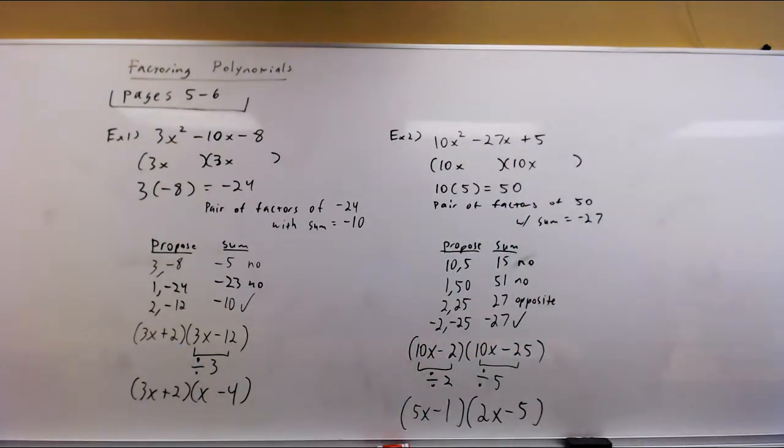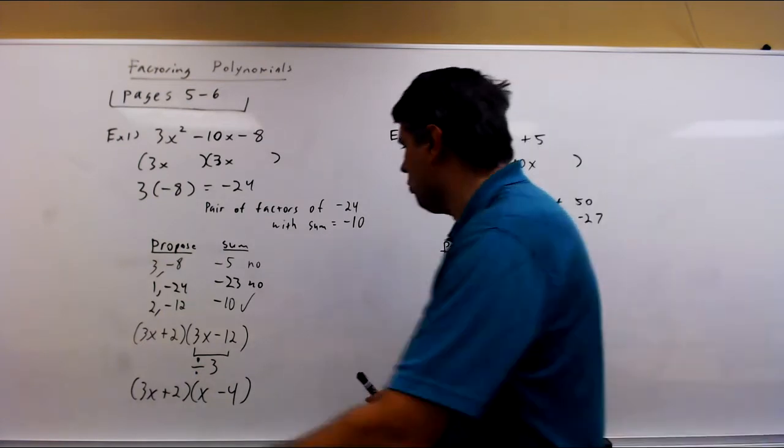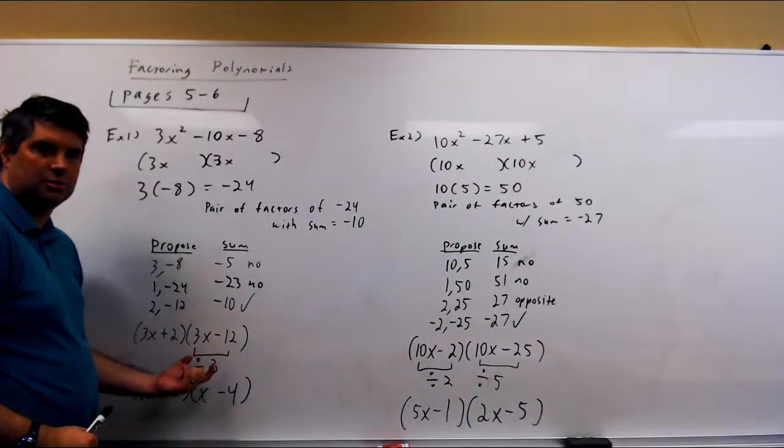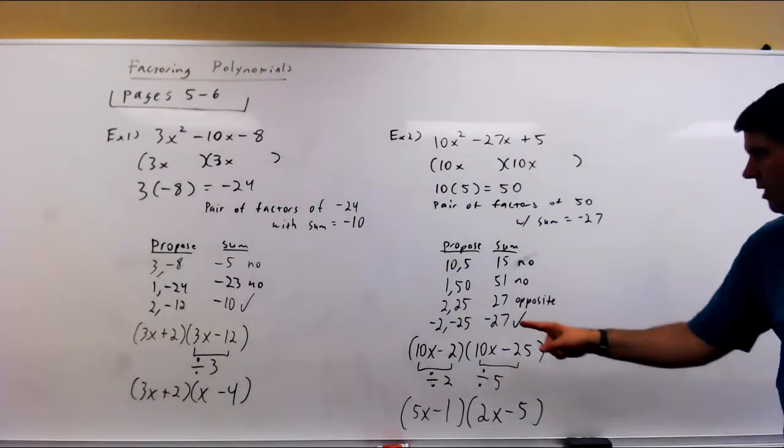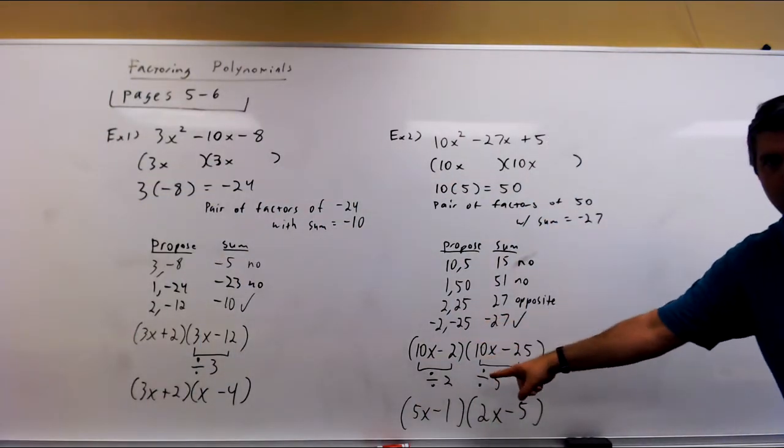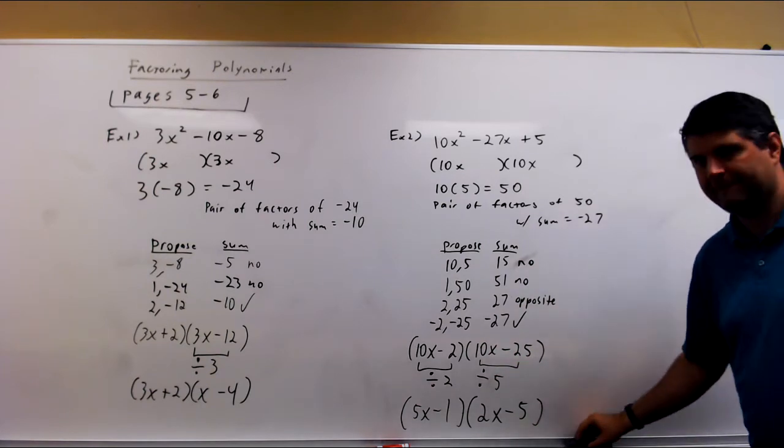So with this one, for example, one of the binomials canceled, just one of them. But on this one, they both canceled. They both had a division. Okay?